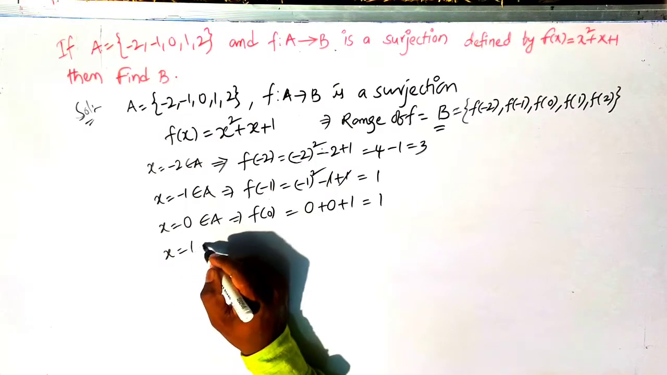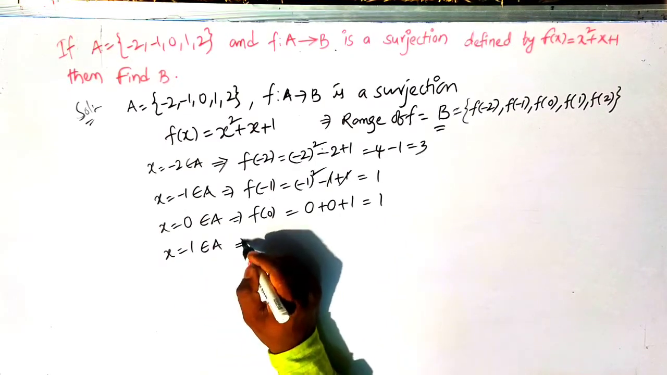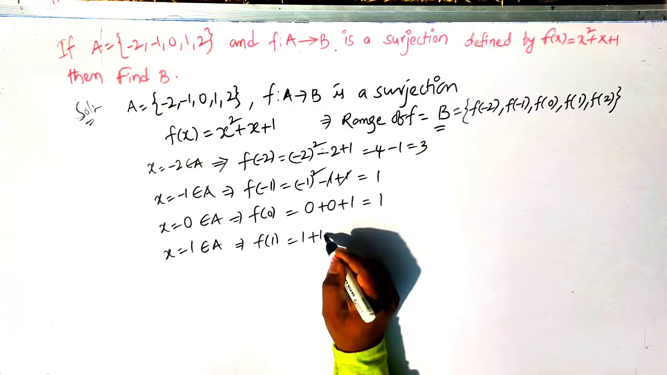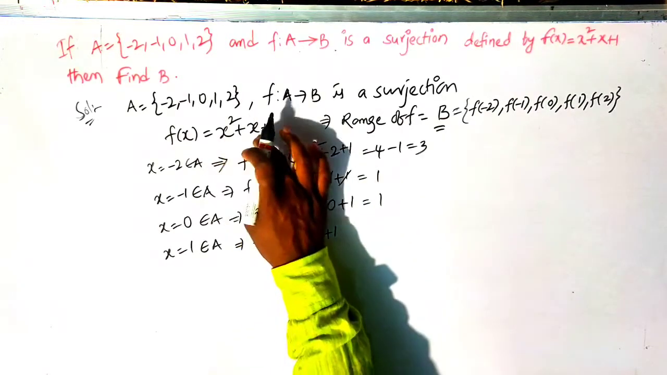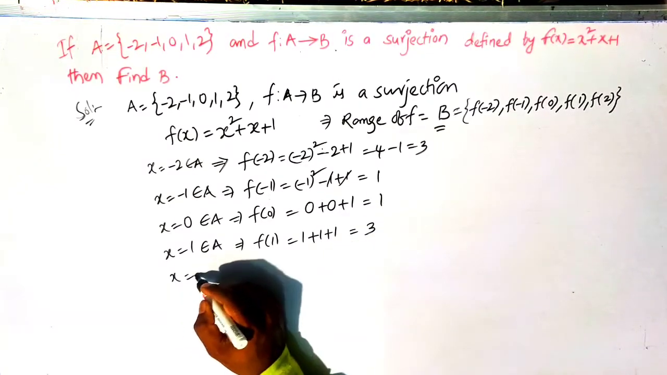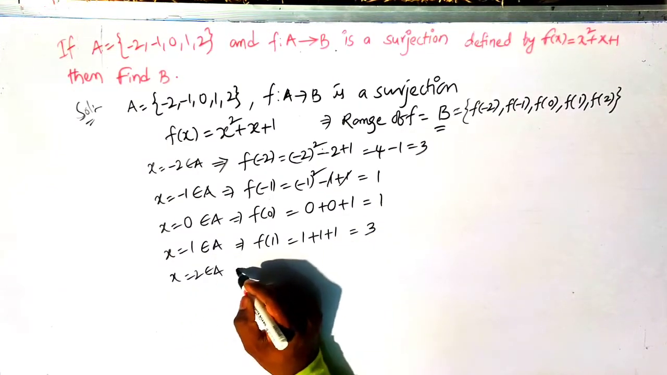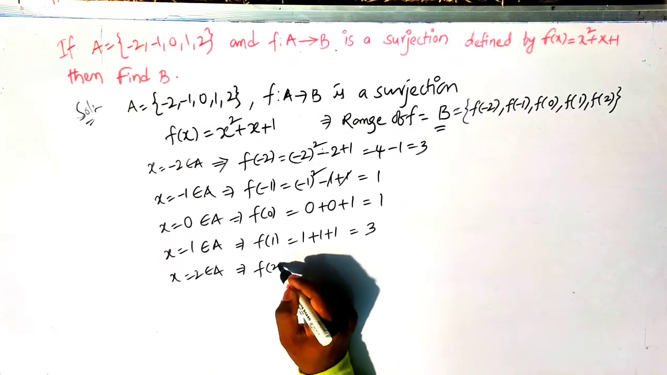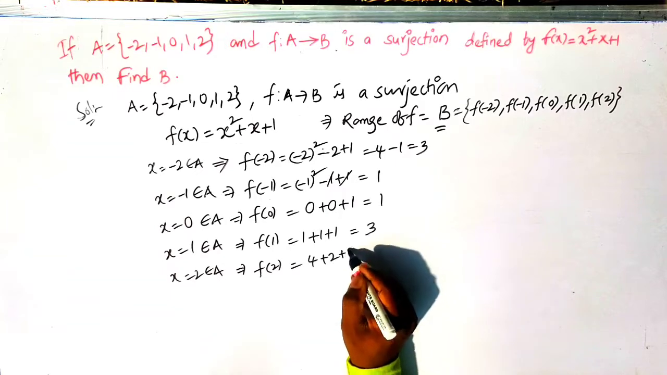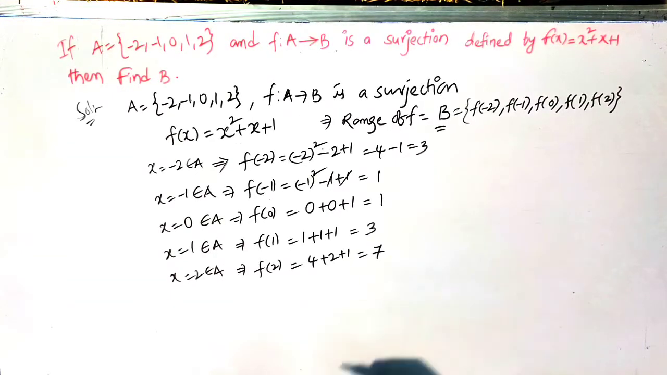So x equals 1 belongs to A. That implies f of 1 is equal to 1 square is 1 plus 1 plus 1. We substitute here the x value. Clear? So that equals 3 we get here. x equals, last one, 2 belongs to A. That implies f of 2 is equal to 2 square, 4 plus 2 plus 1. So that equals 4 plus 2 plus 1, that equals 7. So we got here all f images.